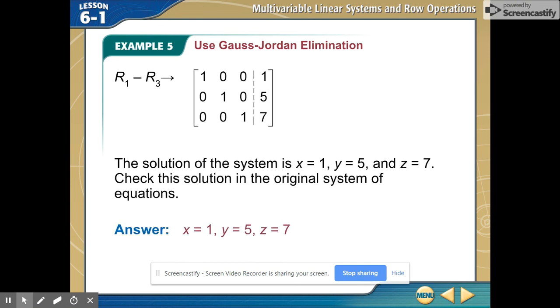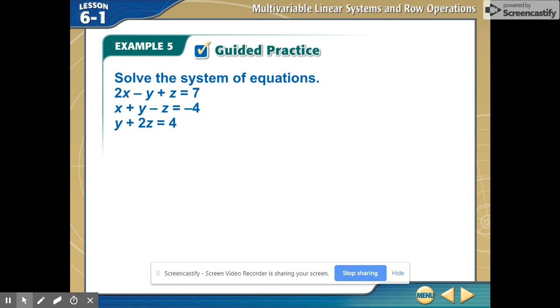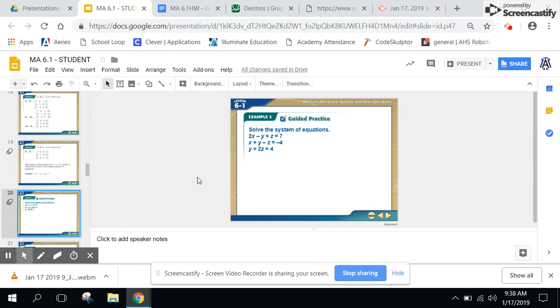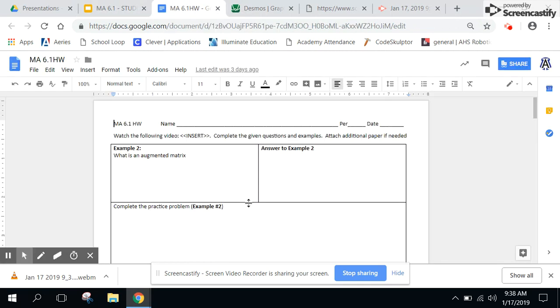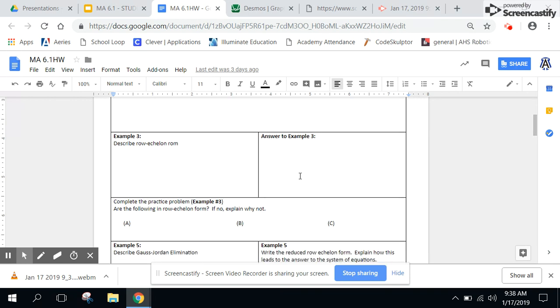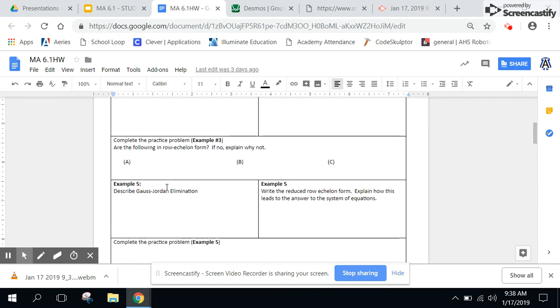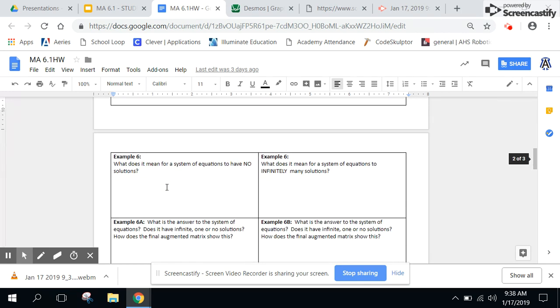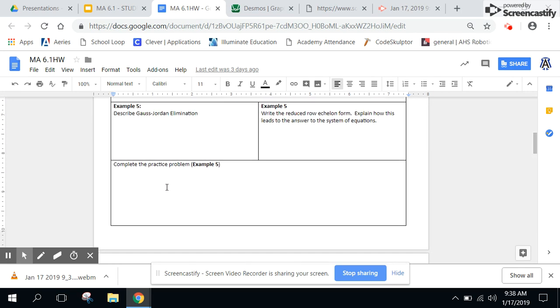All right, and so what we want you to do now is we have a guided practice here for you to do. So you can write down in your handout. We've looked at these 2 examples. You can go back to the video and look at the example to that one. And now what you're going to do is look at our example 5.